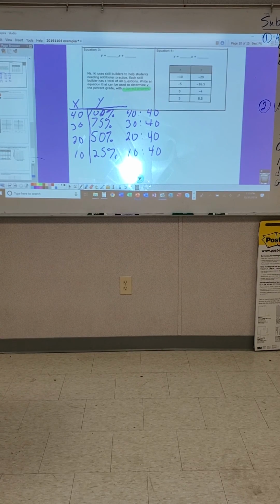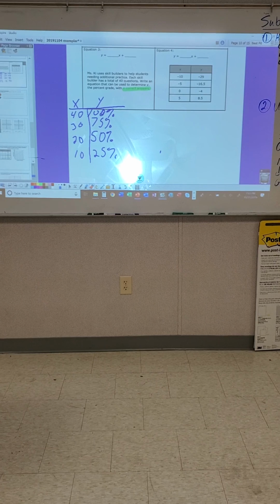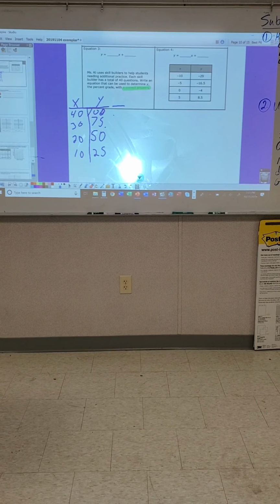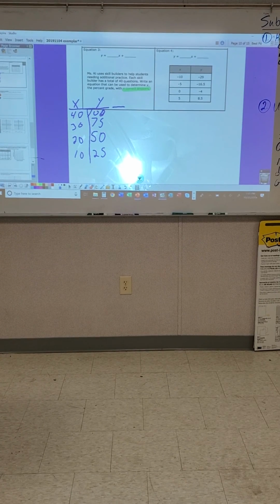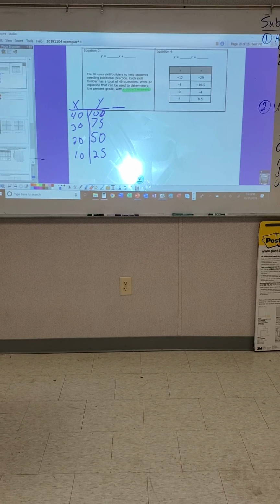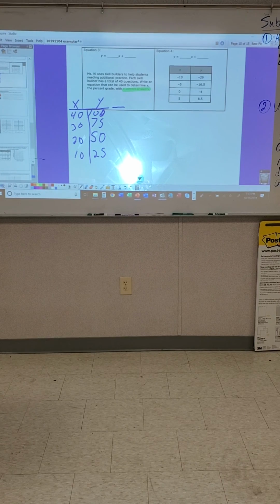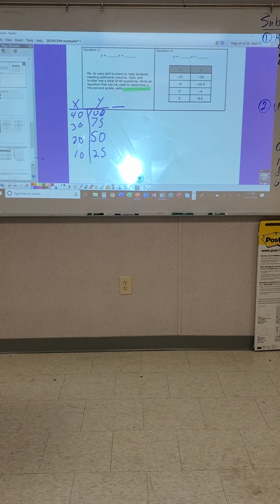Alright, so some of this information that I used to reason this out, we don't need this anymore. And we're dealing with percent. So let's get rid of that. So 40 along the x-axis will produce 100 along the y-axis. Alright, if you graph that, you could just plot those points.